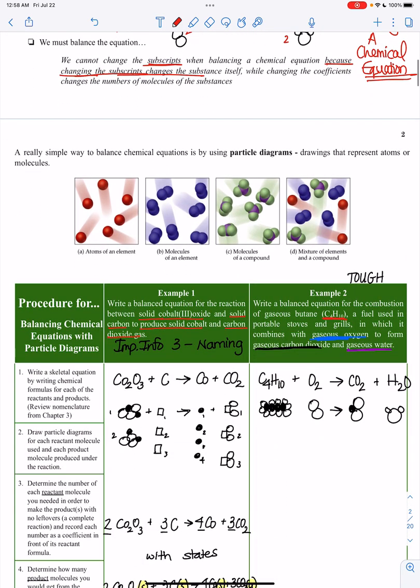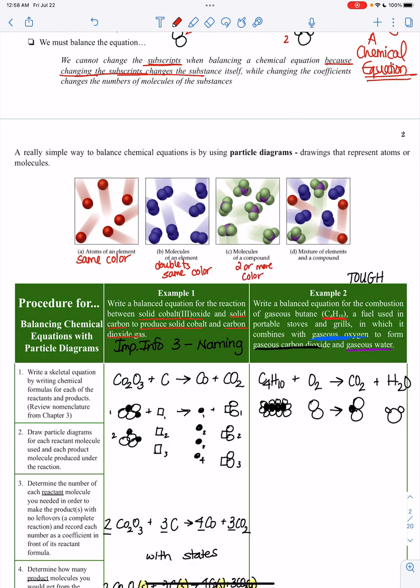I wanted to remind you of particle diagrams from the last important information part, part 3. We could have atoms of an element all the same color. We could also have molecules of an element. We could have doublets the same color, or multiples the same color where they're connected. I could have molecules of a compound, 2 or more colors.